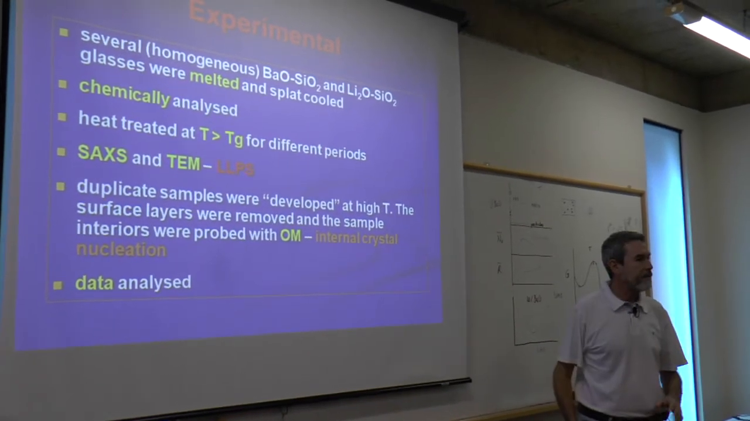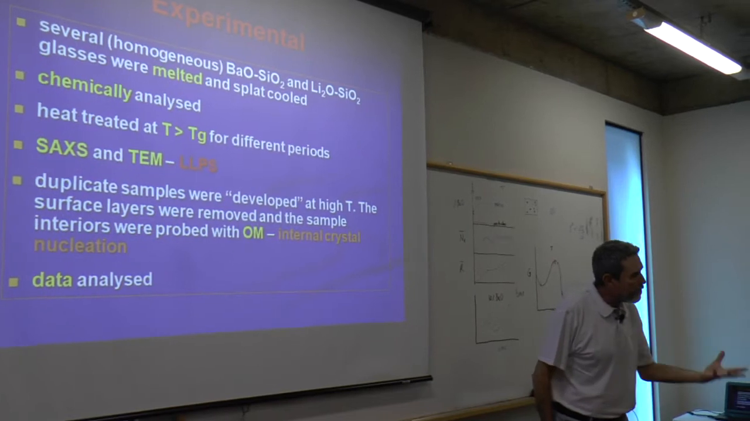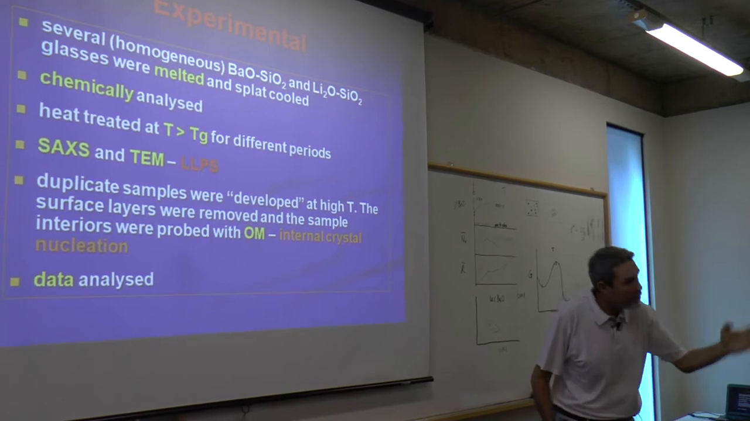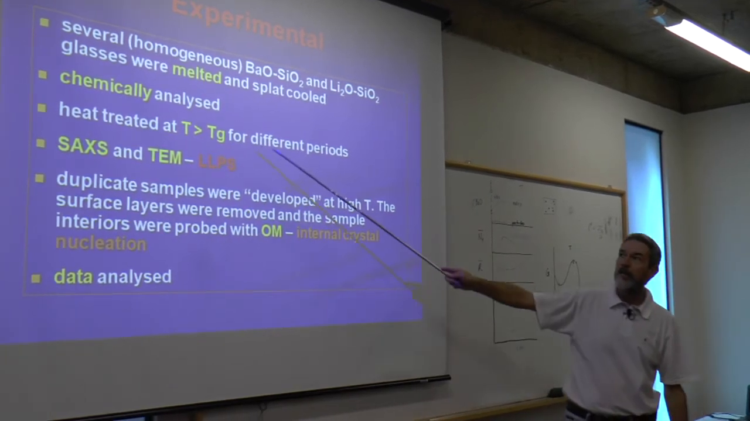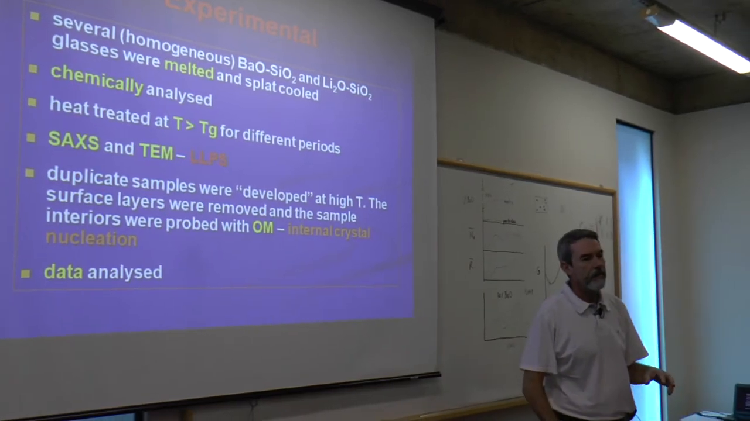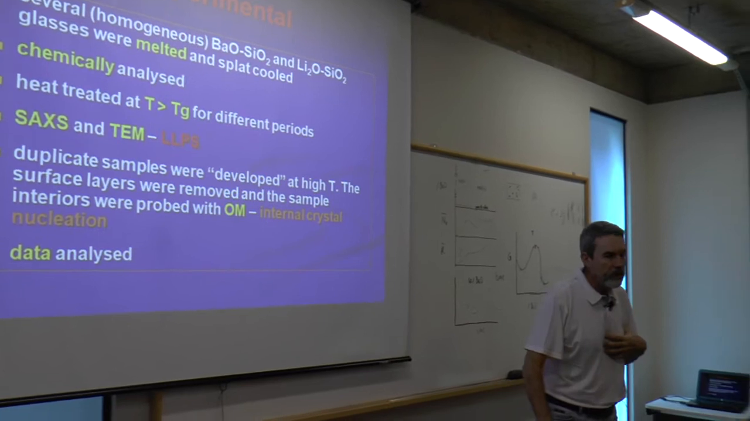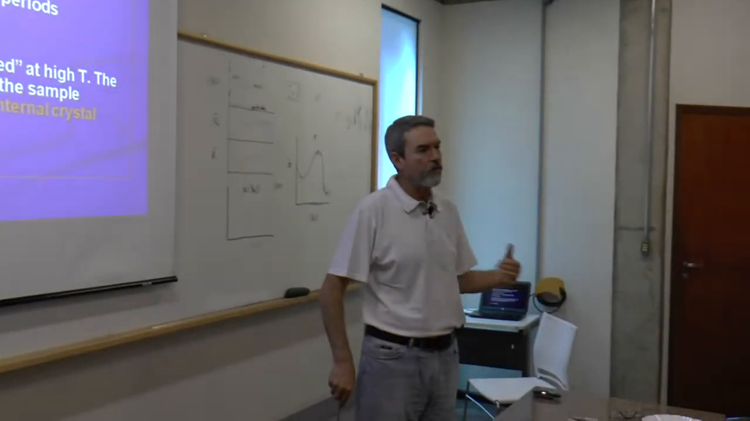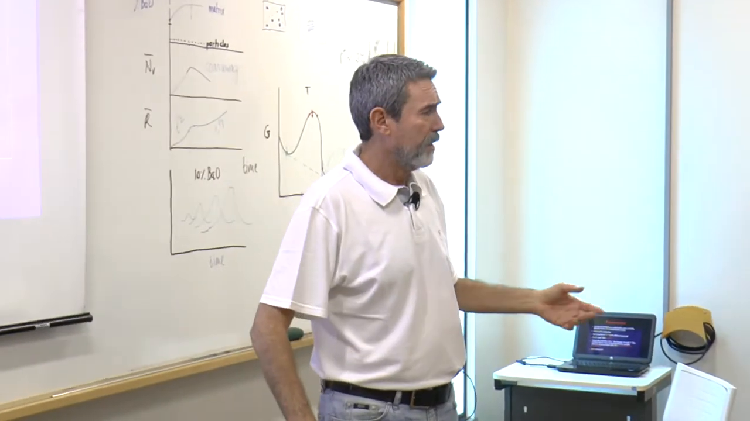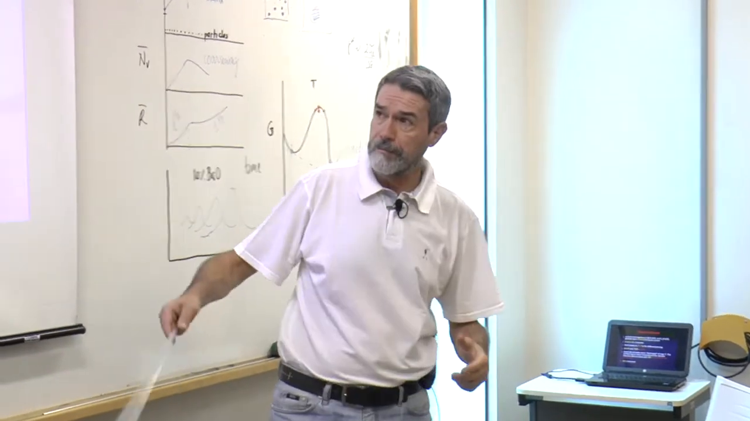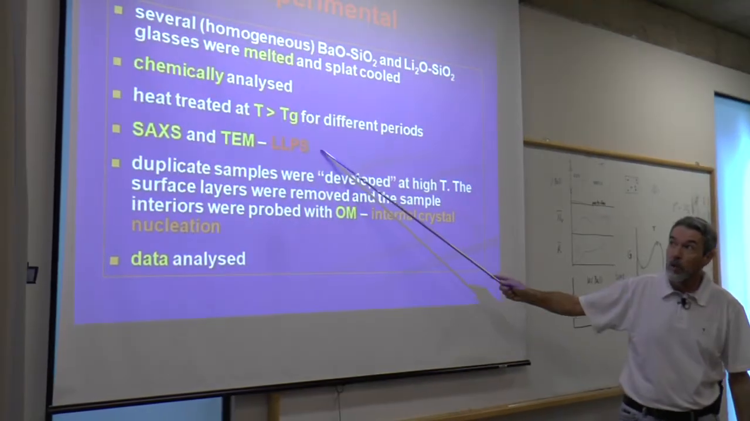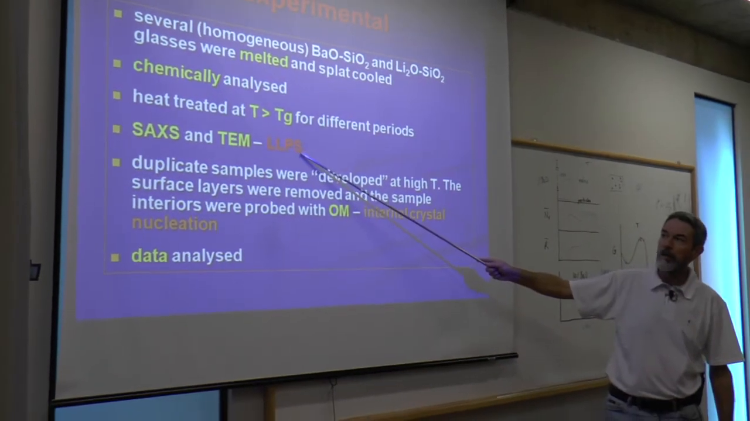They're chemically analyzed to make sure that we had the compositions that we wanted, say inside the spinodal, inside the binodal, outside the binodal. And they are heat treated at some temperatures slightly above their TGs. It could heat treat below TG also, but it takes a longer time. So we always choose something a few degrees above TG, so you can measure this phenomenon in a few hours. And then we use small angle X-ray scattering, TEM, to look for the liquid-liquid phase separation.